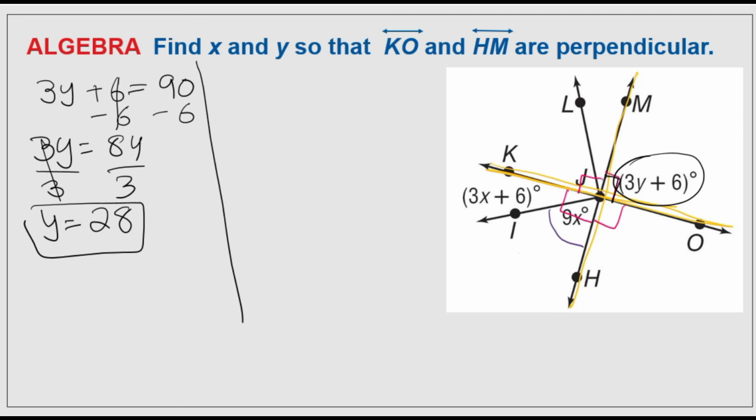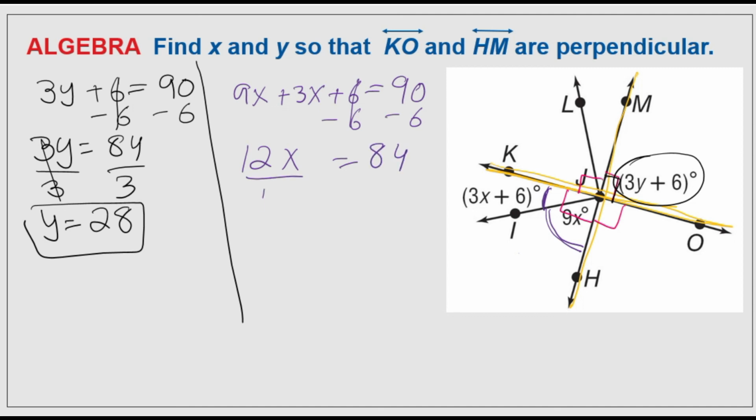So 9x is this angle and 3x plus 6 is this part. Together they add up to 90 degrees. So 9x plus 3x plus 6 equals 90 degrees. Same thing, minus 6 from both sides, and 9x plus 3x is going to be 12x. 90 minus 6 is 84. Divide by 12, divide by 12. x is going to be 7.